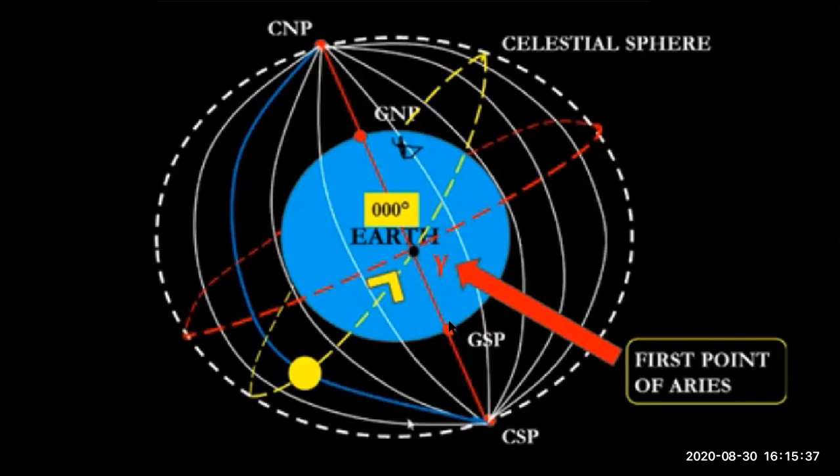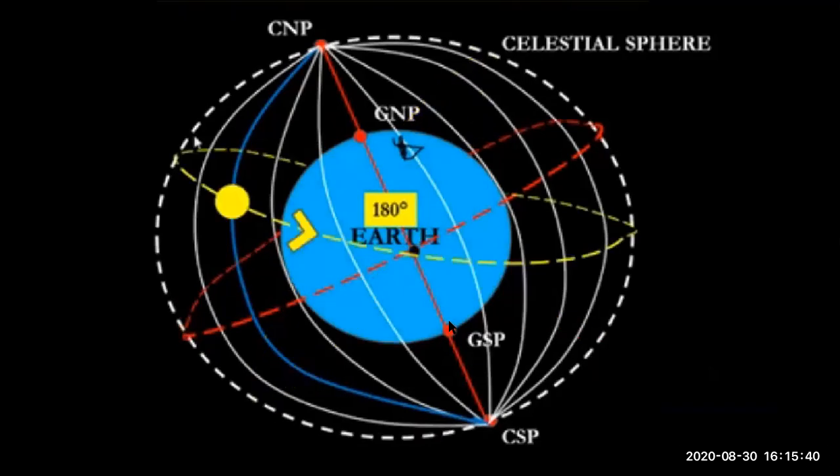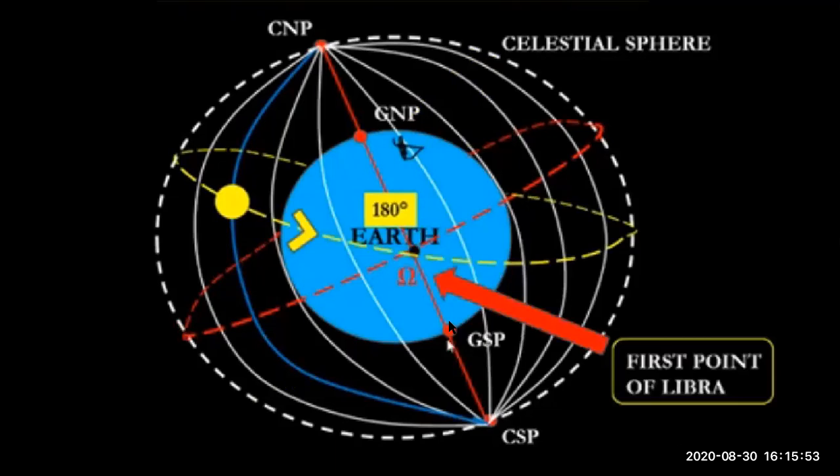So if we go opposite, 180 degrees from the celestial meridian, then it will come opposite from the other side, and the sun is going from north to south, and this point will be called the first point of Libra. It is denoted by gamma. So the first point of Libra is the point on the celestial sphere where the sun's path crosses the equinoctial while going from north to south.